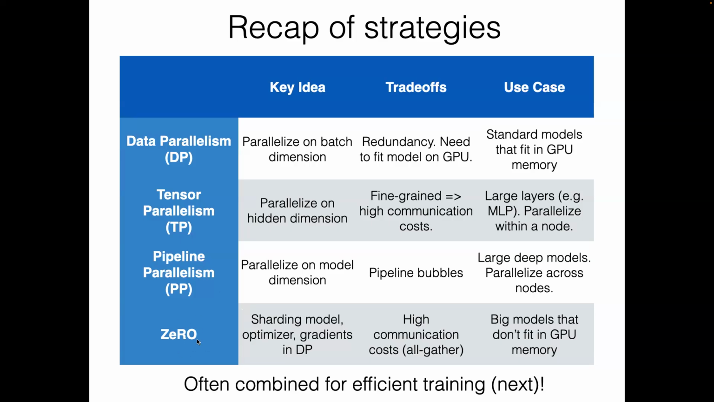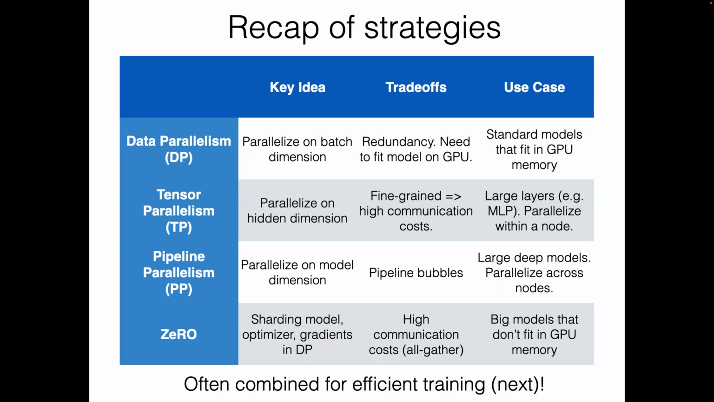Then I talked about ZeRO, which is used for data parallel to shard where things are stored. This also has really high communication costs. But if you want to use data parallel, then it's needed if you have a big model.